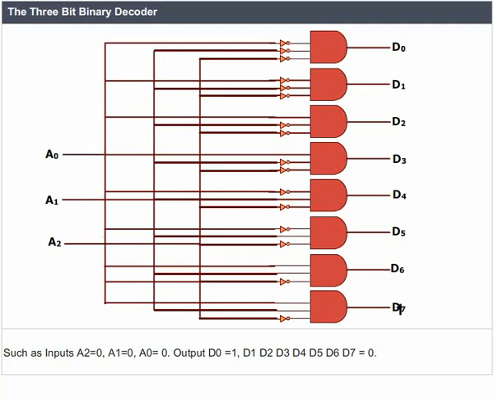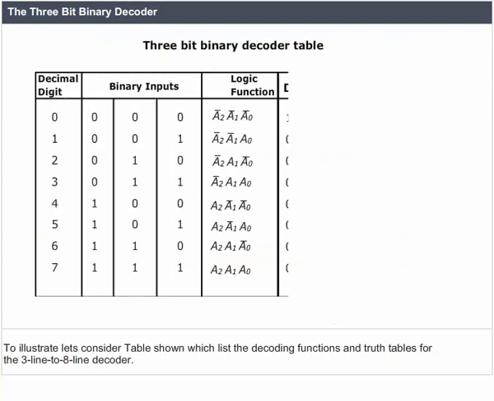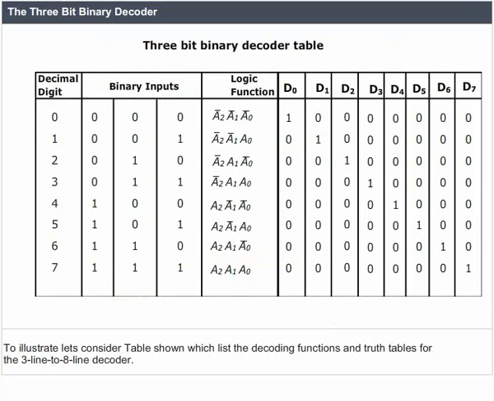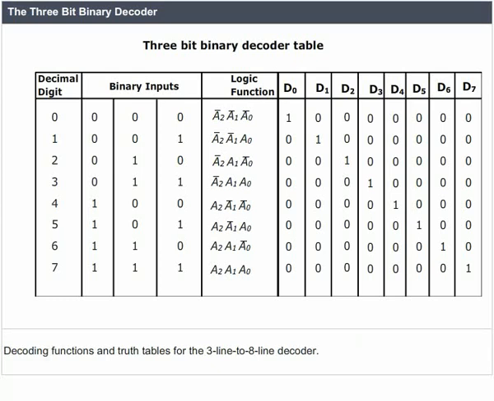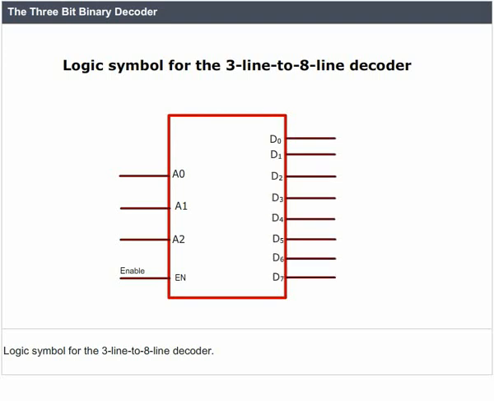To illustrate, let's consider the table shown which lists the decoding functions and truth tables for the 3-line to 8-line decoder. Decoding functions and truth tables for the 3-line to 8-line decoder. Logic symbol for the 3-line to 8-line decoder.